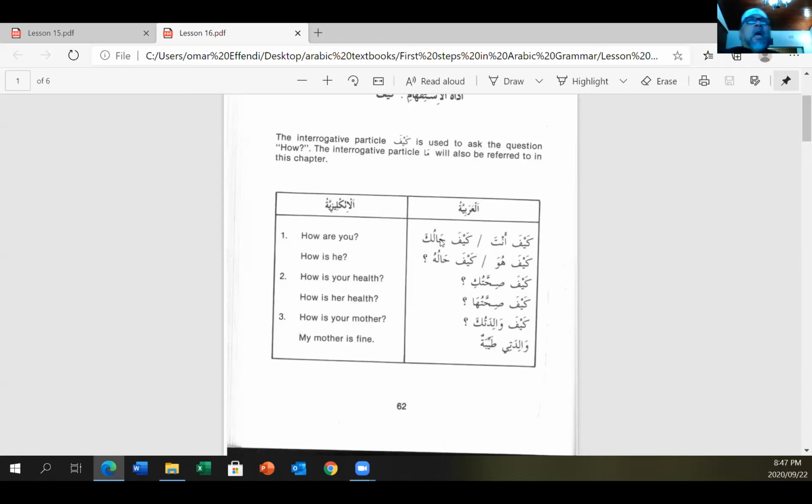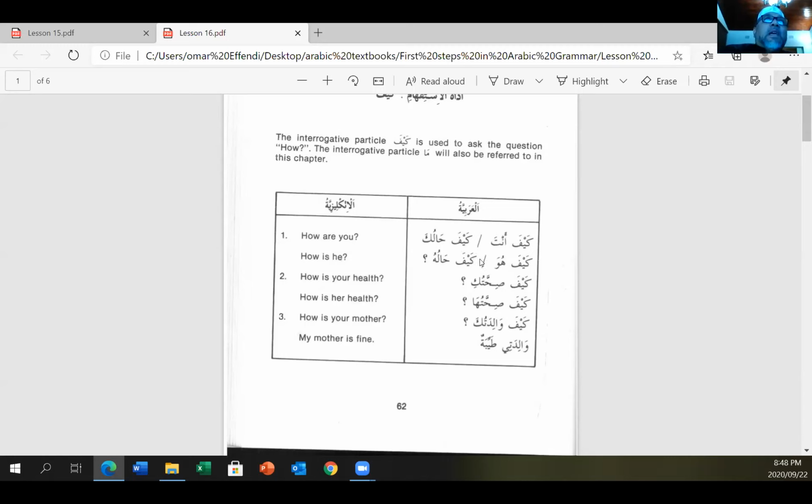When you ask, how are you? You say, kaifa anta, how are you? Some people call it that. But if a person asks you, kaifa haluka, the word hal refers to condition. How is your condition? Inshallah, we will do it in the explanation later on. So when a person wants to ask, how is your condition? You say, alhamdulillah, I'm fine, or something like that.